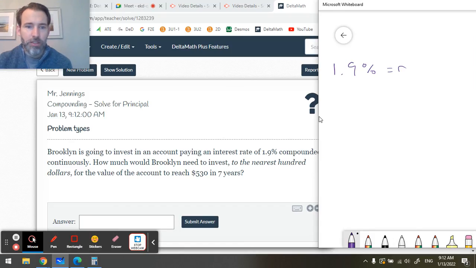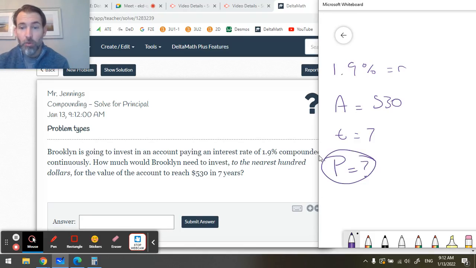How much would he need to invest to have the amount reach 530 after t is equal to 7 years? Okay, so we're going to use our continuous interest formula, and we're being asked to solve for how much money does he need to invest right now. Why does he need to do that? In 7 years, he knows that he's going to need $530 to buy himself the cheapest used car you could ever imagine. Okay, this is a question for 9-year-olds, and on their 16th birthday, they want $530 so that they can buy themselves the cheapest used car you can imagine.